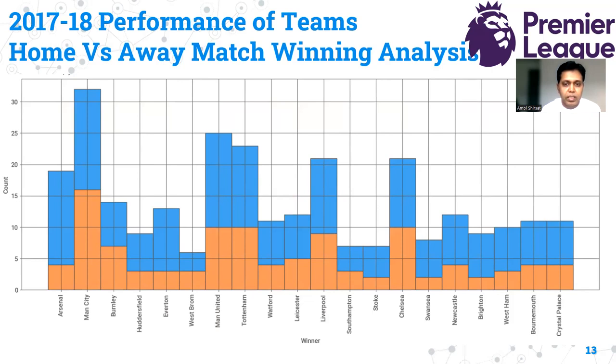Manchester City was the only team with very consistent results: they won 16 matches at home, while 16 matches they won at the opponent ground. So Manchester City, with 32 wins, has a 50-50% ratio at both home and away. So this is the plot which gives us the analysis of how the team performed at their home ground versus their performance at the opponent ground.